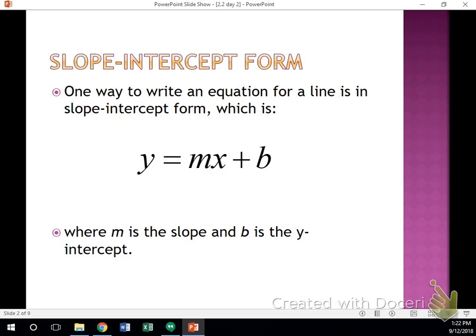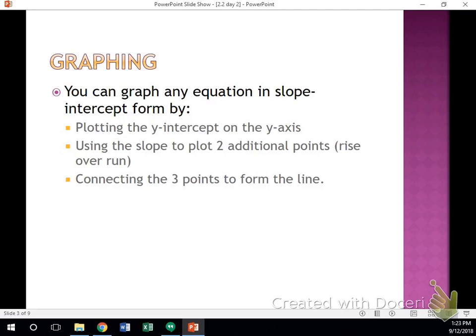One way to write an equation for a line is in slope-intercept form, which is y equals mx plus b, that goes in that little box there, where m is the slope and b is the y-intercept. You can graph any equation in slope-intercept form by doing the following. Plotting the y-intercept on the y-axis.